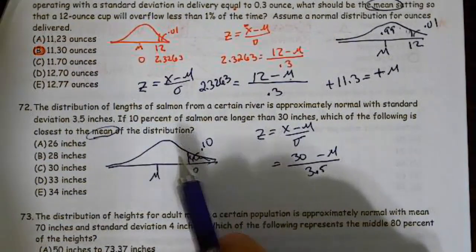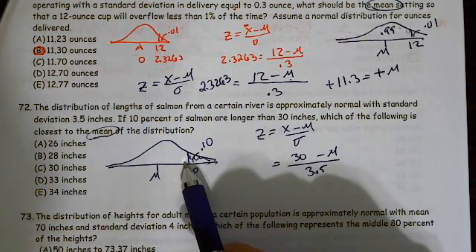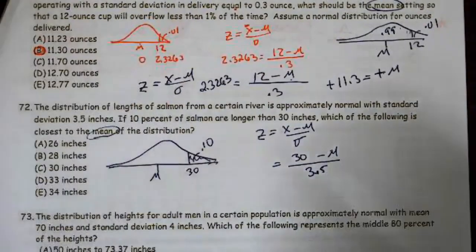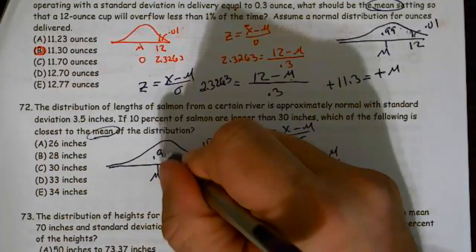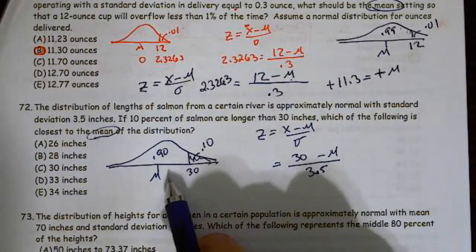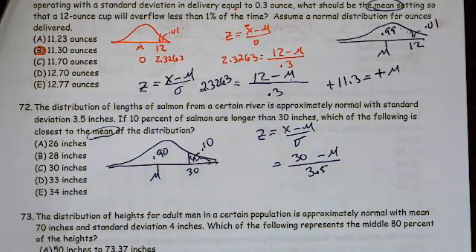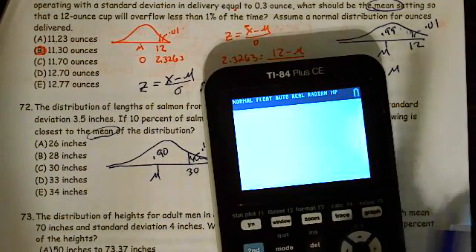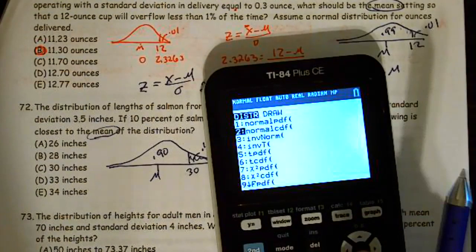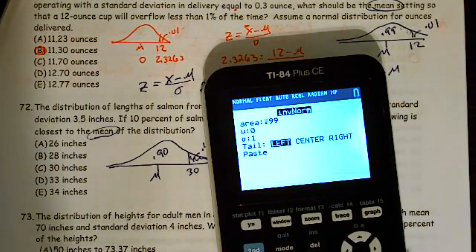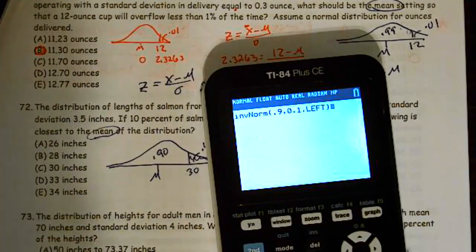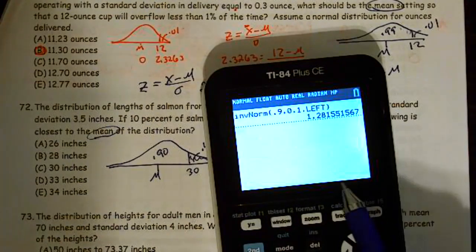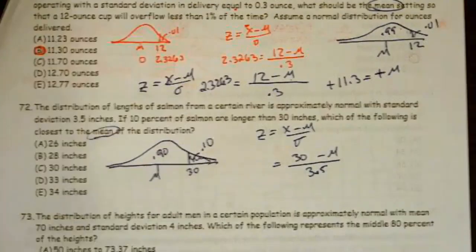But I can also get my z-score by doing a second VARS inverse norm. Now, I should be using second VARS inverse norm of 0.9 because we're doing left to right. But let's just do this the wrong way real quickly. Well, actually, I'm doing it the right way first. Second VARS inverse norm, 0.9, mean is 0, standard deviation of 1, because it's a z-score, and we end up getting 1.2815.